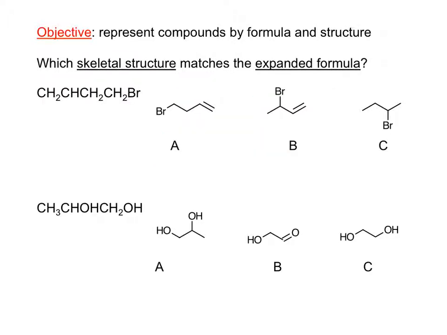Let's practice some more. So stop the video and identify the skeletal structure which matches the expanded formula. For the first one, A is the answer. This carbon matches that one. This carbon matches that one. And so on. For the second one, A is the correct answer. This carbon is the CH3 group.